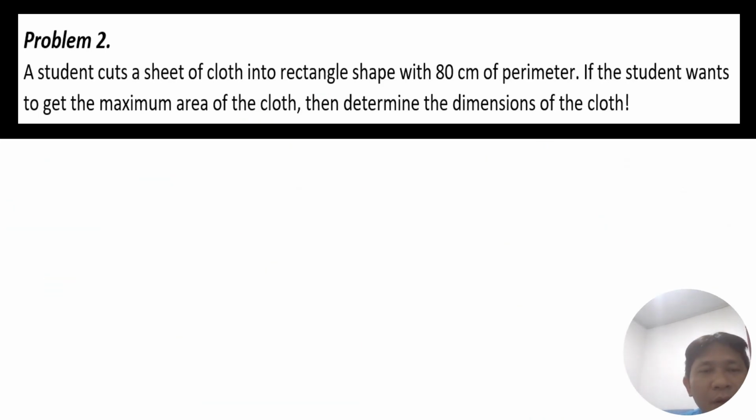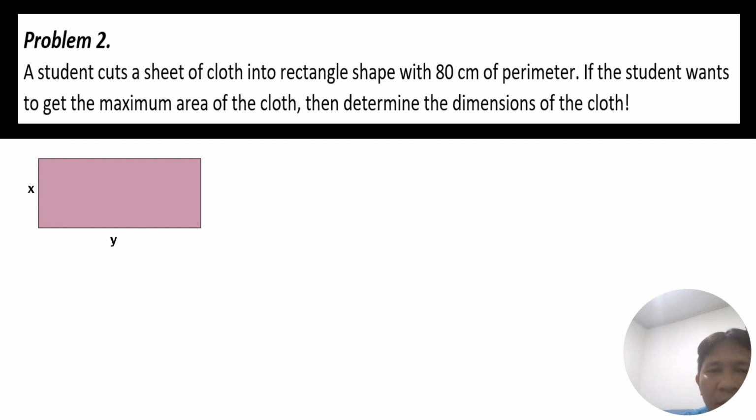Now let us see problem number 2. A student cuts a sheet of cloth into rectangle shape with 80 centimeters of perimeter. If the student wants to get the maximum area of the cloth, then determine the dimensions of the cloth. Now let's try to sketch the rectangle shape first. Now as you can see here, this is the length equals y and the width equals x.